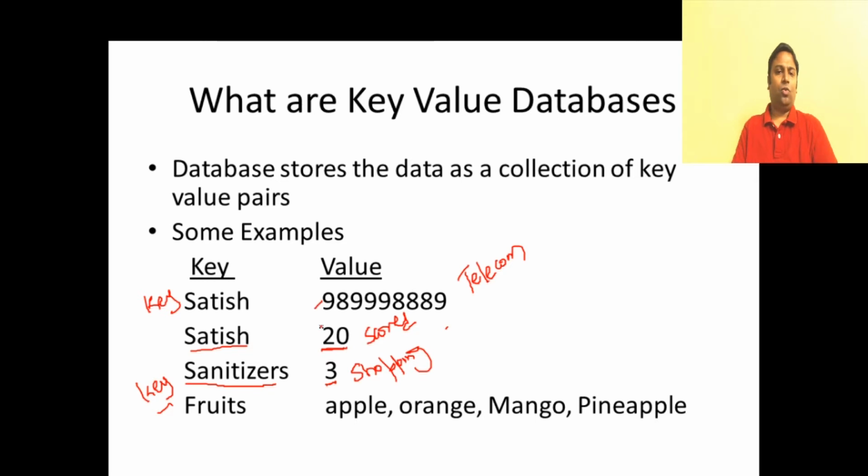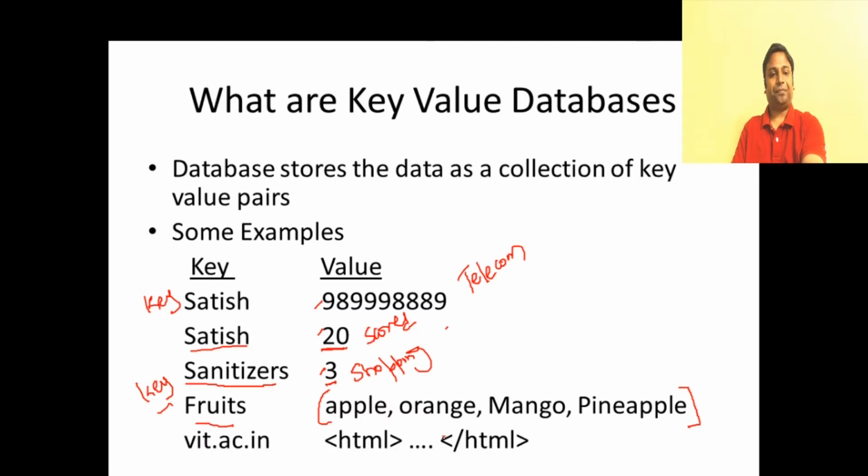And it's not only a simple object like this, the values can also be very complex, like a list of values or a set of values. So a key can also be mapped to a data structure which can hold several values. A value can also be a complex structure or a complex object. Another example is a URL can itself be a key, and then the entire web page can be the value. So the value can be anything. It can be an image, it can be a video, it can be an entire web page. So value can really be complex.